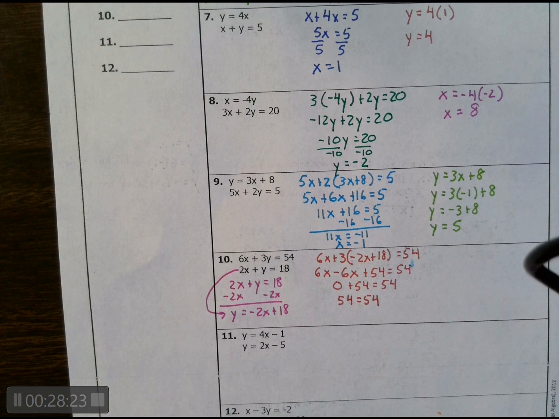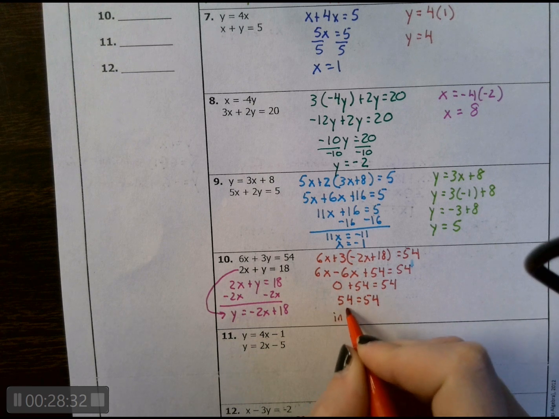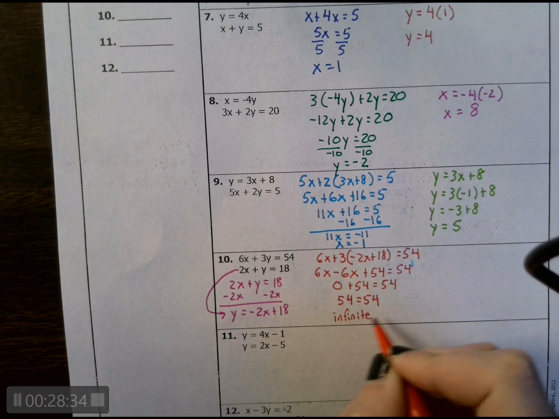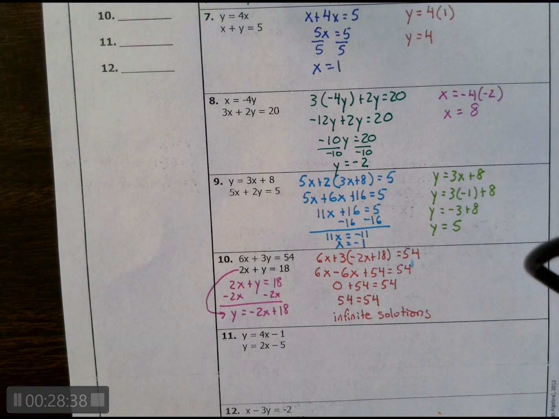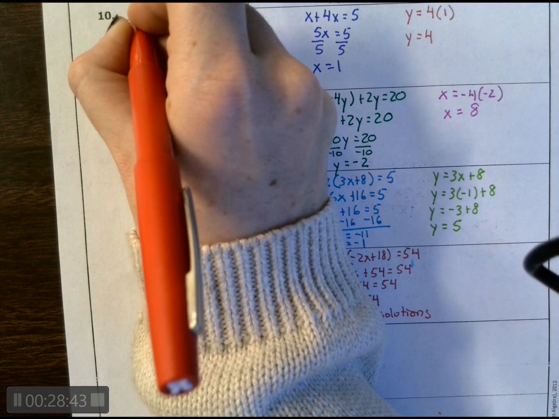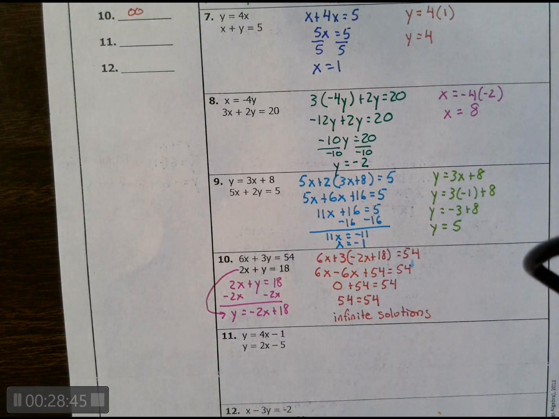Okay, so when we have 54 equals 54, or 1 equals 1, or 2 equals 2, so on and so forth, this is where we have infinite solutions. So any number works, okay? So here we can put infinity, because 54 will always equal 54. Are you okay with that? Alrighty.